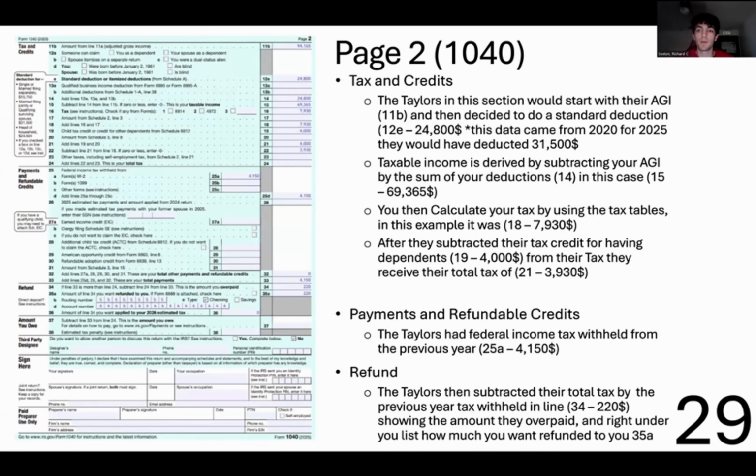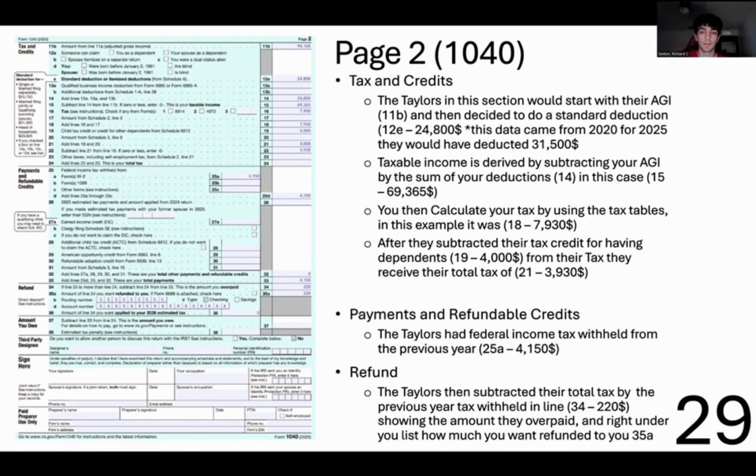Taxable income is derived by subtracting the sum of your deductions from your AGI. Line 15, in this case, is the sum, being $69,365. You then calculate your tax by using the tax tables. In this example, it would equate to $7,930 on line 18. After they subtracted their tax credit for having dependents, line 19, $4,000, from their tax, they would receive their total tax of $3,930, as seen on line 21.